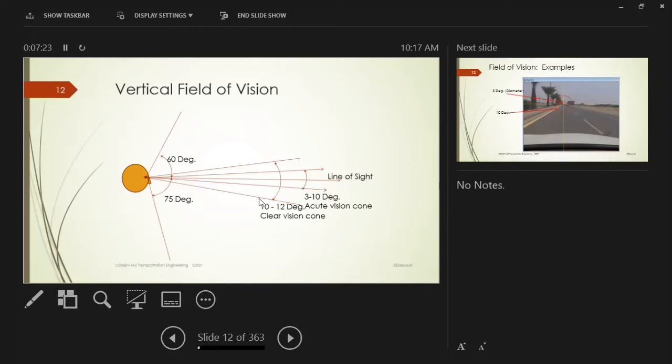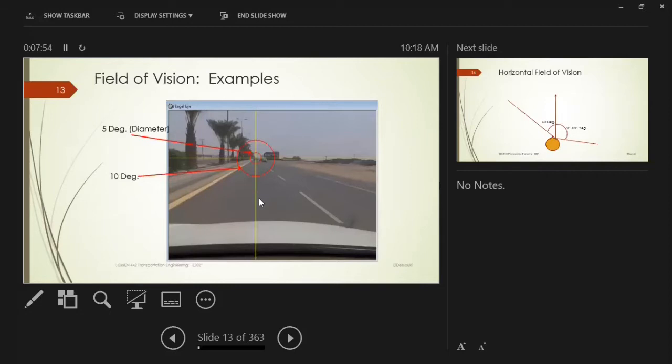This is what we call the acute vision cone, where we can see everything in detail. We can read numbers and see the details. Then we have the second cone around this small cone, which is the clear vision cone. Beyond these cones, we have what we call peripheral vision, where we can see things, but we don't see them clearly. We have to change our line of sight to these targets. That's an example of the acute vision and the clear vision cones.